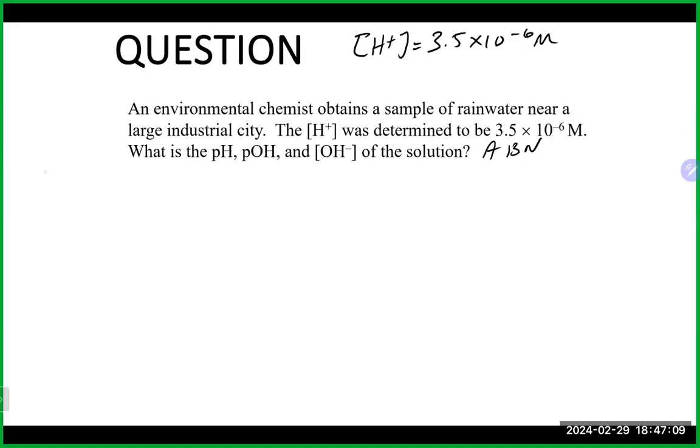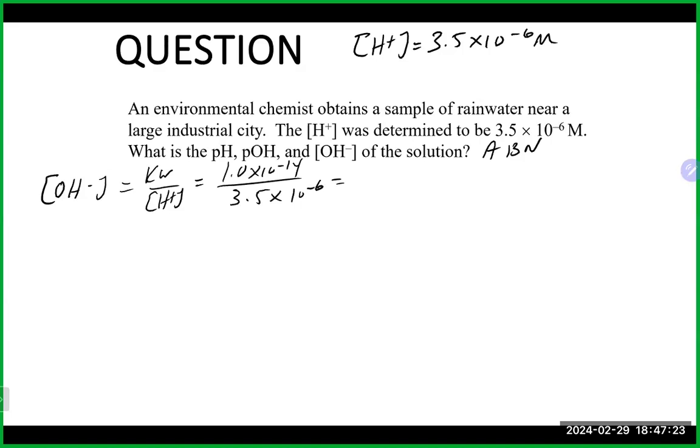So why not, for old time's sake, we'll go into Kw first, and we will take our Kw divided by our H plus, which gives us 1 times 10 to the minus 14 divided by 3.5 times 10 to the minus 6. If we do that, that's going to give us 2.9 times 10 to the minus 9 molar.